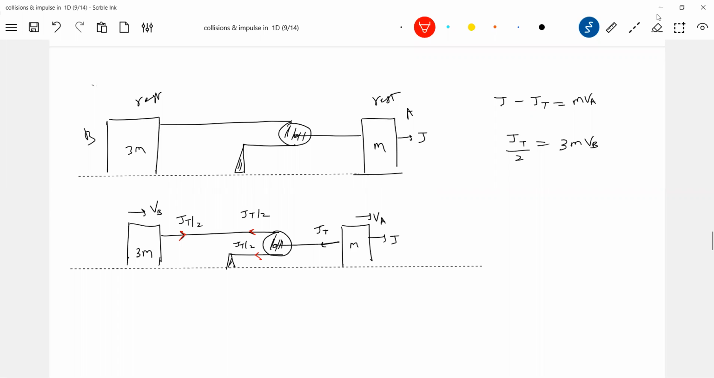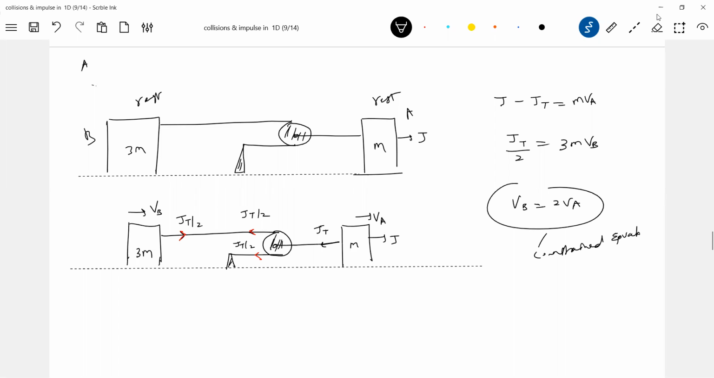Now we just need to go back to the constraint. If the pulley moves by 1 meter, then here 1 meter length should increase, so they should move by 2 meters. So vb equal to how much? 2 va, the constraint equation. Substitute this, solve it, and you'll get how much impulse is set up in the string.